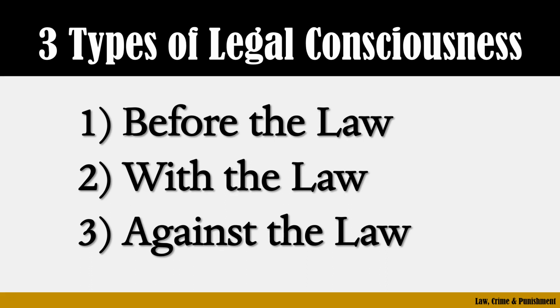The most important element of the authors' theory, and the element that would be most relevant to your final podcast assignment, is the 3 types of legal consciousness described in pages 47 to 49. These 3 types should look familiar to you since we encountered them in week 1 and you wrote about them in your first reading journal. These are, of course, before the law, with the law, and against the law.